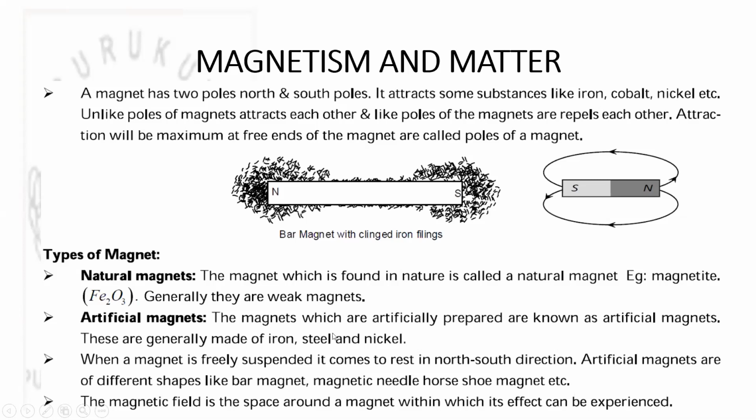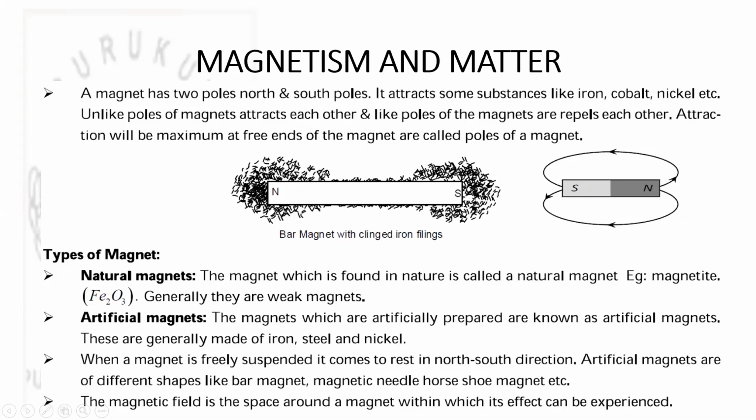These are generally made of iron, steel and nickel. When a magnet is freely suspended, it comes to rest in the north-south direction. This is called the directional property of a magnet: whenever a magnet is suspended freely, it always points in the north-south direction. And these artificial magnets are of different shapes, like bar magnet, magnetic needle, horseshoe magnet, etc.